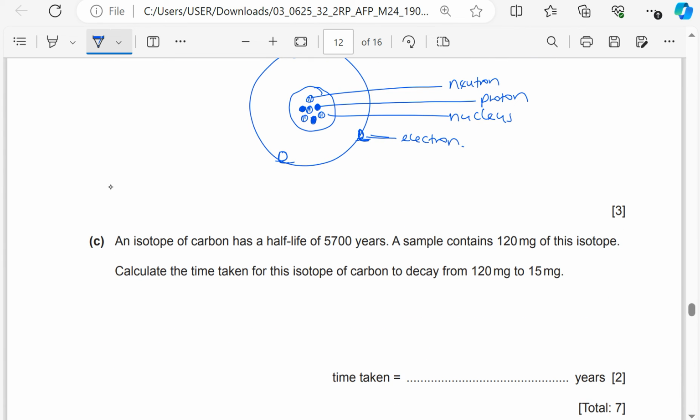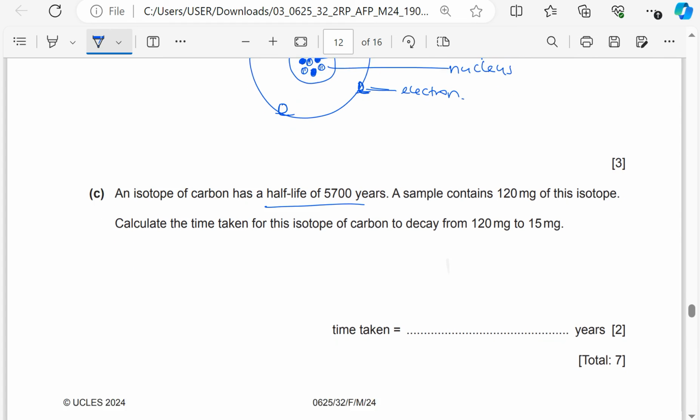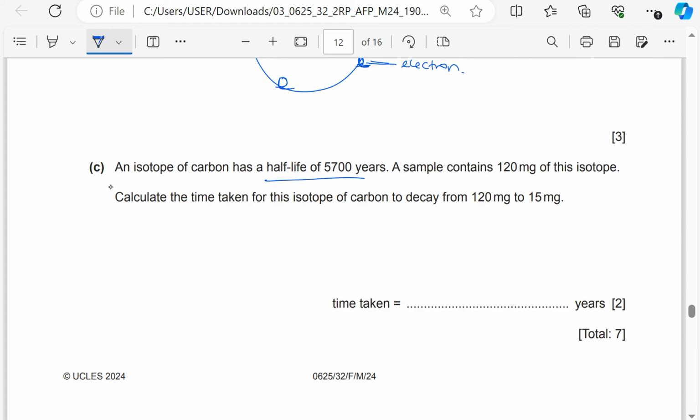An isotope of carbon has a half-life of 5,700 years. A sample of carbon contains 120 milligrams of this isotope. Calculate the time taken for this isotope of carbon to decay from 120 milligrams to 15 milligrams. For those who are just starting, you can do this manually. For half-life, it means you divide by 2. So you start with 120, divide by 2, it becomes 60, divide by 2, it becomes 30, divide this by 2, it becomes 15. So this is 1 half-life.